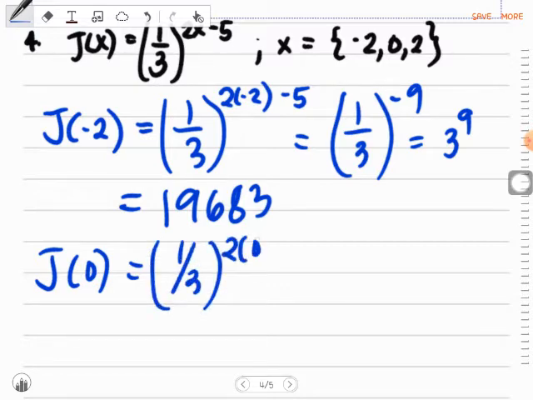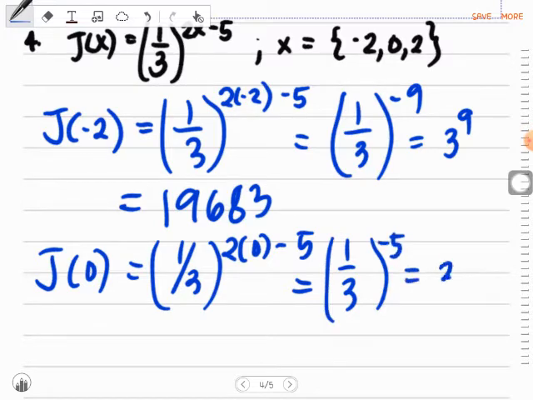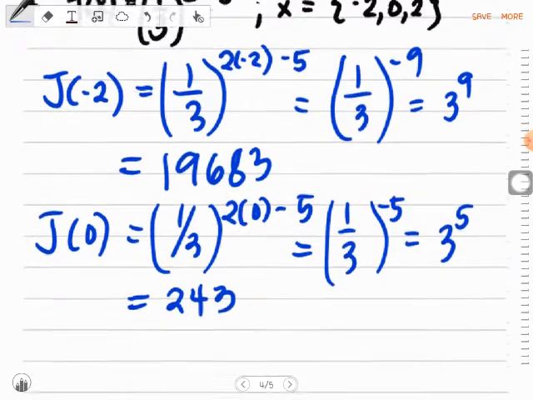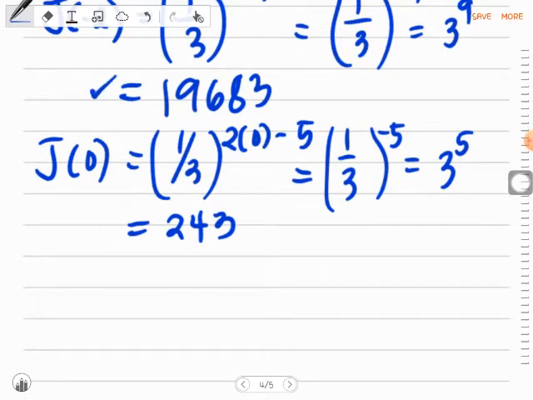And then, j of 0 equals 1/3 raised to 2 times 0 minus 5. For this, we have 1/3 raised to 2 times 0, which is 0, minus 5 is negative 5. And then again, we have 3 raised to 5, kasi tataas ko siya para maging positive yung ating exponent. So, we have 243 for the j. Okay, so nakadalawa na tayo.